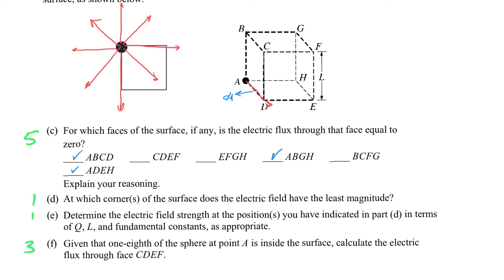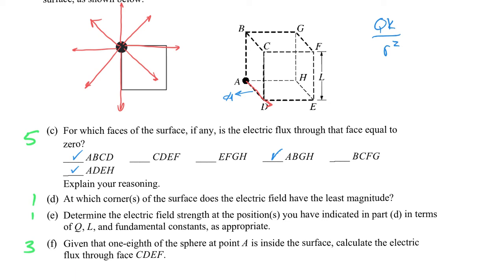Actually, no, I'm sorry. Let me read this again. It says, as explained above, the electric field at point A is 0, but a correct calculation for whatever point is indicated in part D receives the full credit. So if you picked any of those points and you correctly calculated the size of the electric field there, then you would get the point.